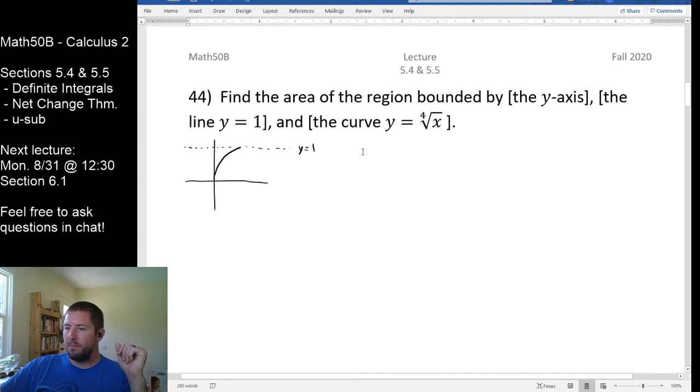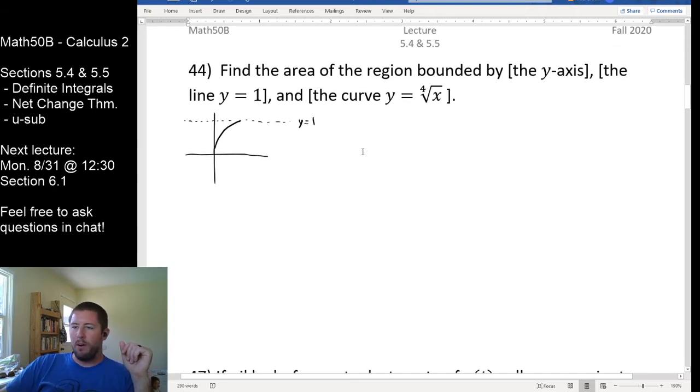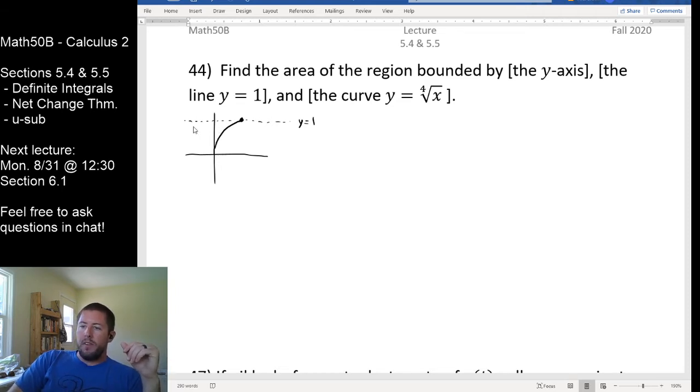All right, so sticking with our 44 here. I've drawn my kind of crappy curve right here, but this appears to be my region of interest now, right? Here's the y-axis. Totally, change is always final minus initial. So we've got our y-axis, we've got the line y equals 1, and we've got our curve. It seems like this region in here, I just don't want to shade it in because I want to draw on top of it, but this somewhat triangular region right here is the area that we're trying to come up with.